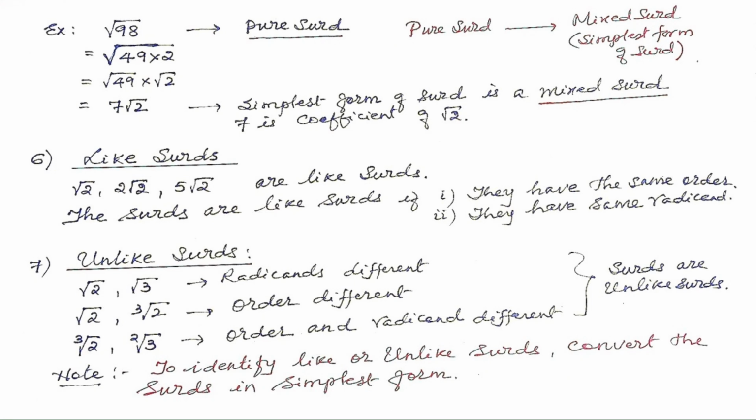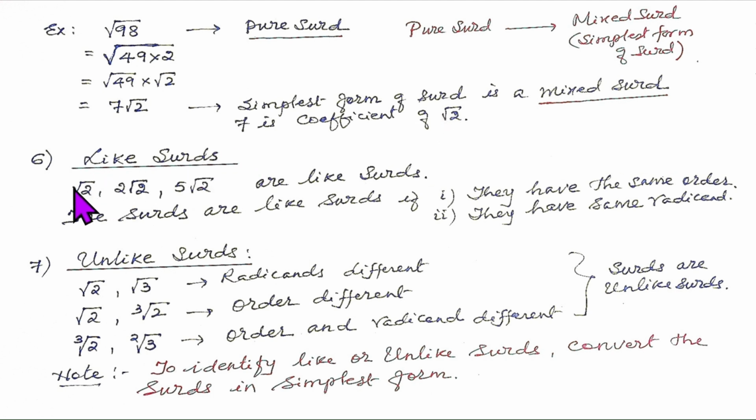So remember that. Now, for example, root of 98 can be written as root of 49 into 2. This is a pure surd. Root of 49 into root 2, root of 49 is 7, so 7 root 2. So it is a product of a rational number and an irrational number. It is 7 root 2, which is the simplest form of root 98. Therefore, the pure surd is converted into a mixed surd, or the simplest form of the surd, and that is what you have to understand. So that is the simplification of any given surd.